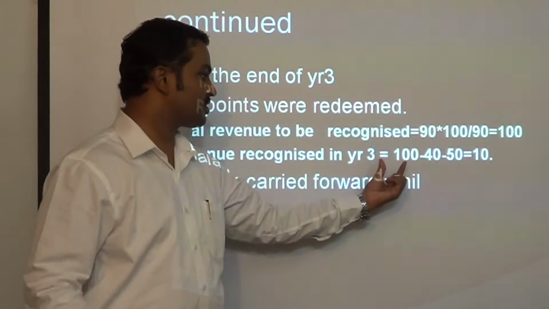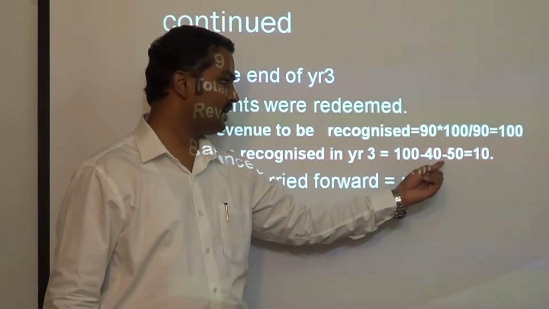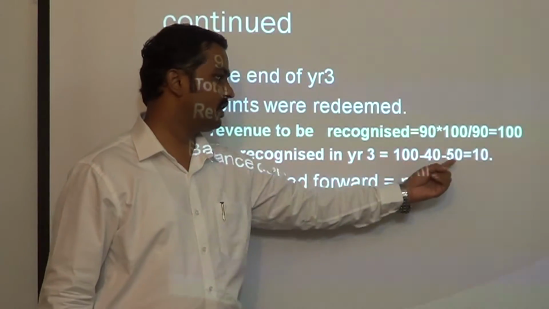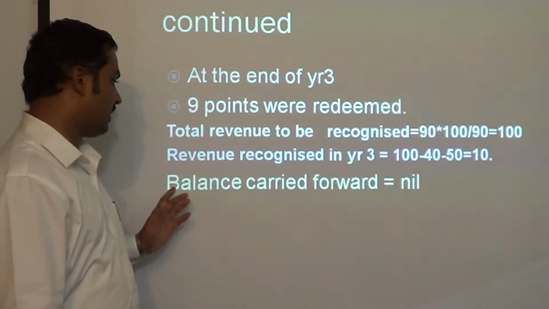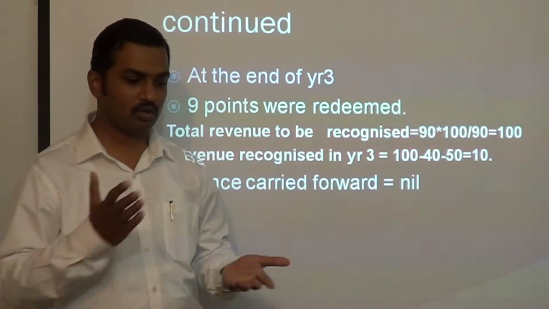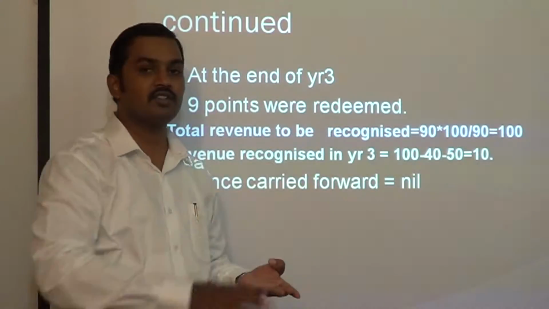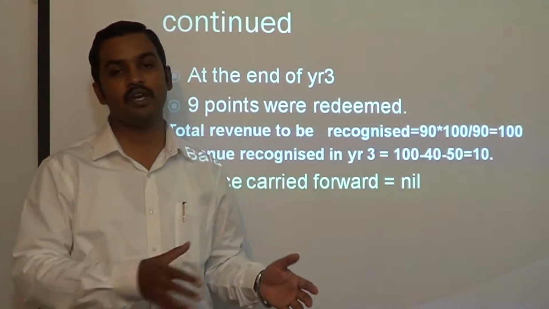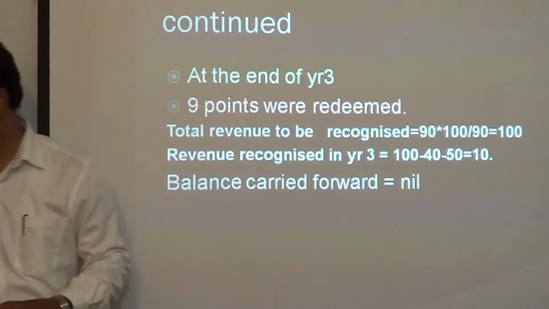Out of that, how much can be recognized for the third year? Out of 100, subtract revenue recognized for the first year, 50, and for the second year, 40. So the balance 10 can be recognized as revenue for the third year. The balance carried forward is nil because there is no more revenue to be recognized. Out of 100, 50 was recognized in the first year, 40 in the second year, and 10 in the third year. So this is how we recognize revenue when the points are redeemed.